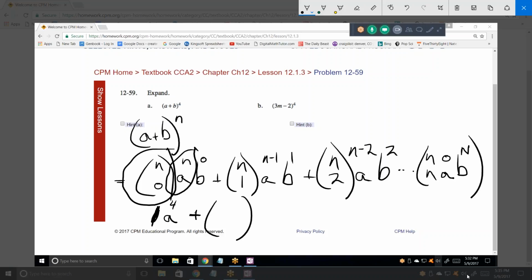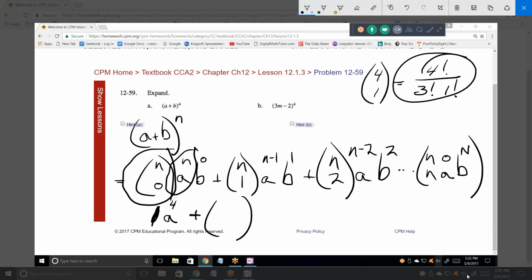What's the next term? What's n choose 1? 2. What is that? N is 4. So here's what I've got. 4 choose 1, which is 4 factorial over 3 factorial times 1 factorial. What's that equal to? 4. Okay. Next term? A to the 3rd. Next term? B.